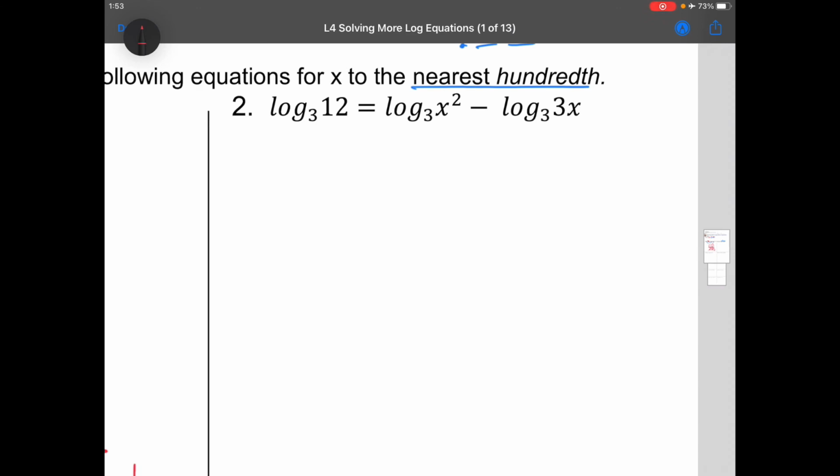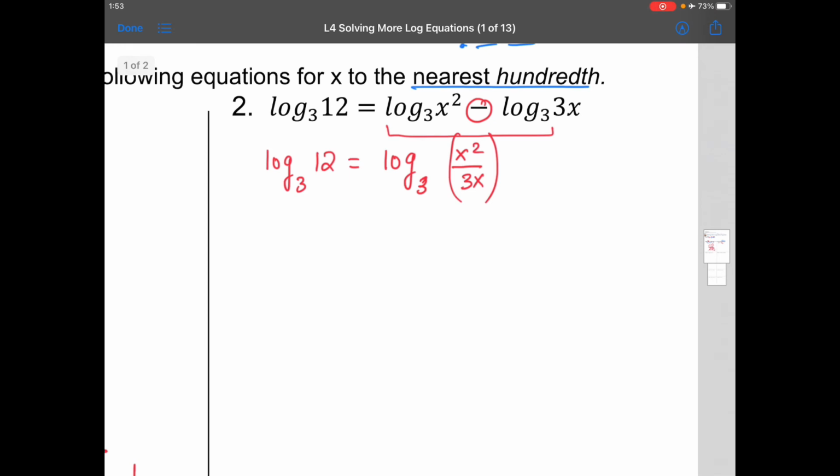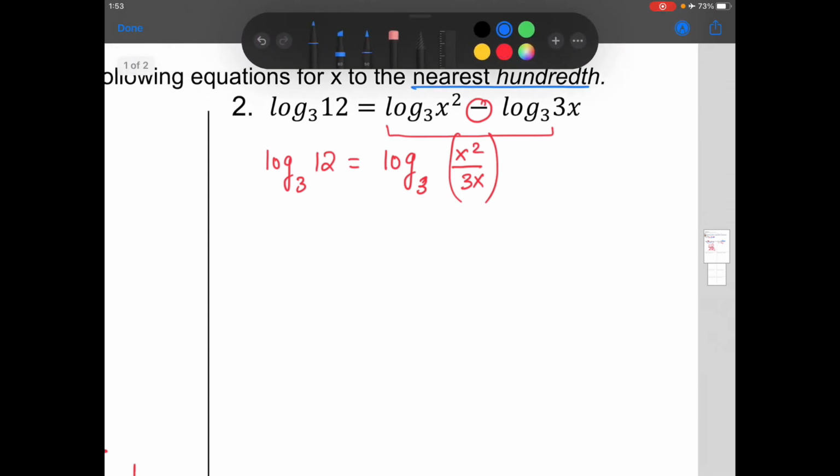So number 2, again, you have 1 log on the left side, you have 2 on the right side. So what are you going to do? You're going to condense these two. The left side, I'm going to rewrite as it is. The right side, I'm going to condense it. Log base 3, and subtraction changes to division, over 3x, right? I can actually simplify them. x squared over 3x is what? Just x over 3. So I'm left with log base 3 of 12 equals log base 3 of x over 3.